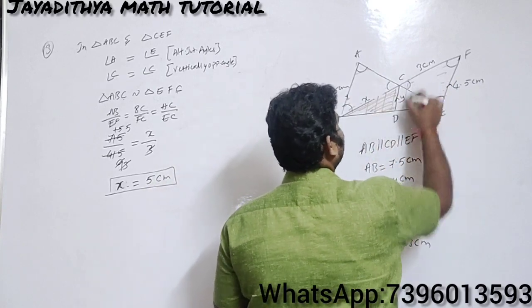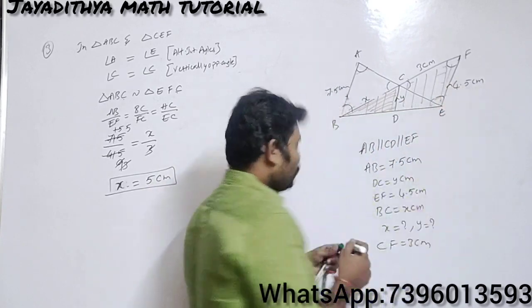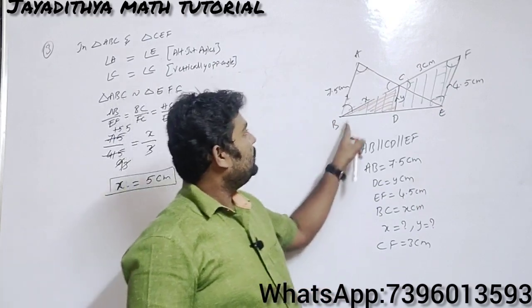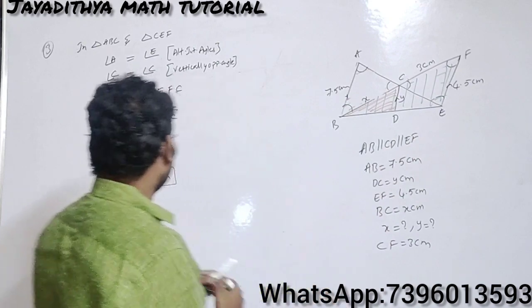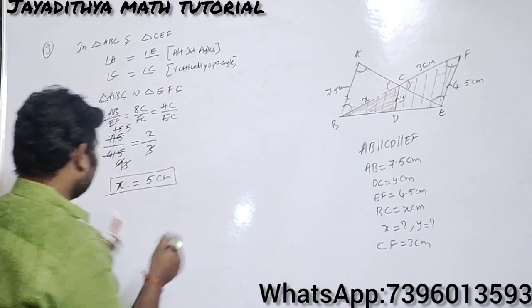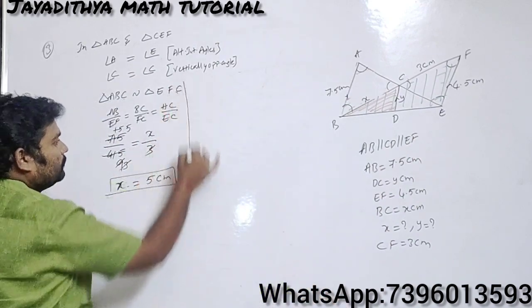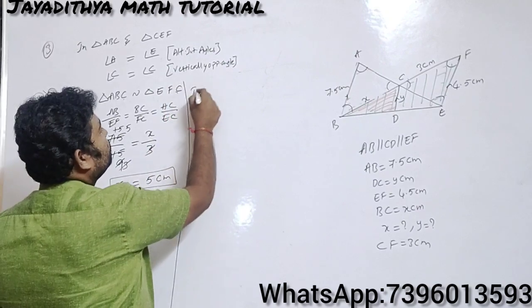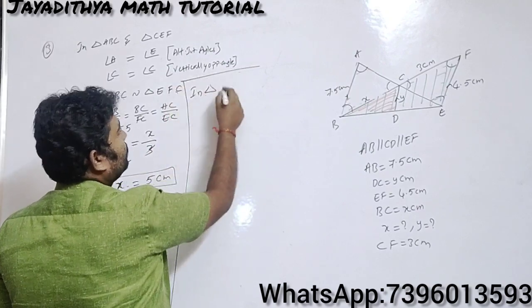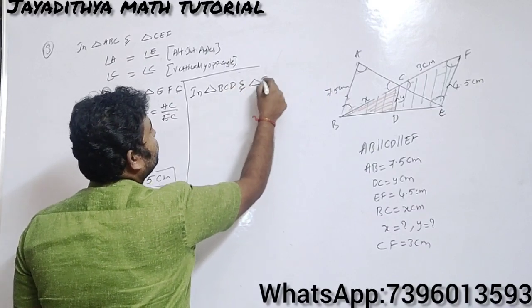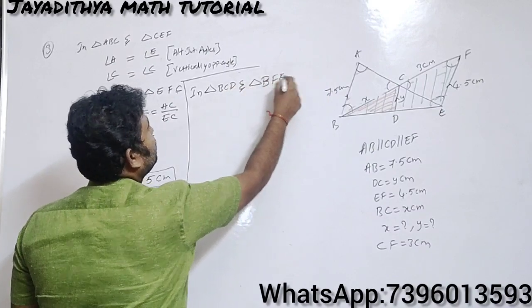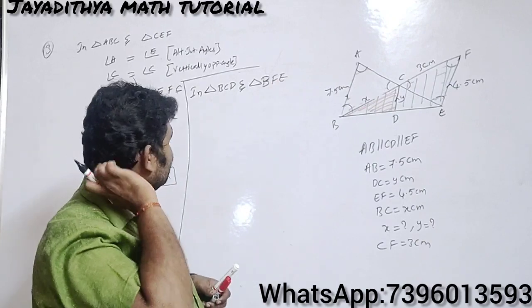Let me shade in this manner. What are the triangles I am taking now? BCD is one triangle and BFE is the other triangle. So how to solve this one? Let us see here. Right, in triangle BCD and triangle BFE.